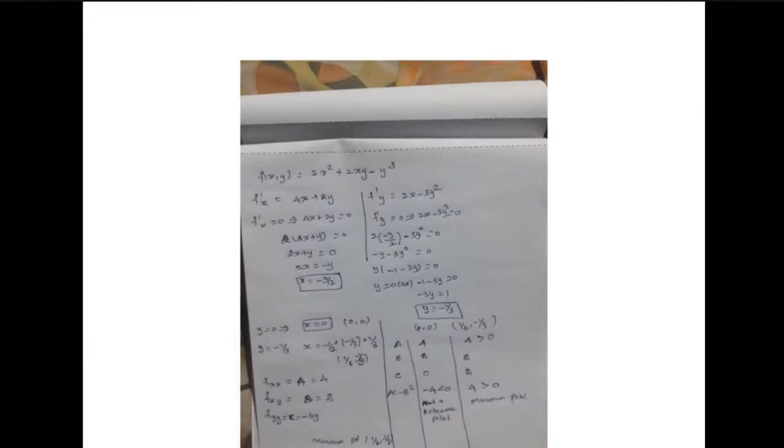A, B, C. We are getting two stationary points, (0, 0) and (1 by 6, minus 1 by 3). For the first point (0, 0), we have to substitute into A, B, and C. Here there is no x value, so A is equal to 4, B is equal to 2, C is equal to minus 6y. While substituting y is equal to 0, C is also 0.